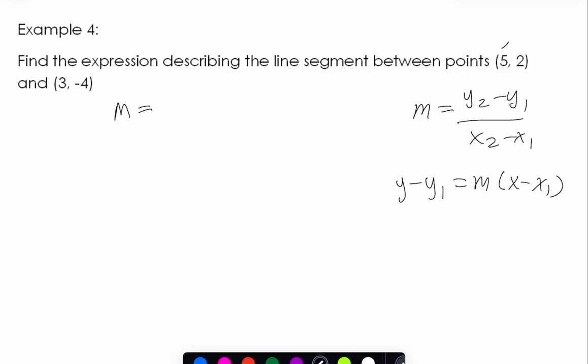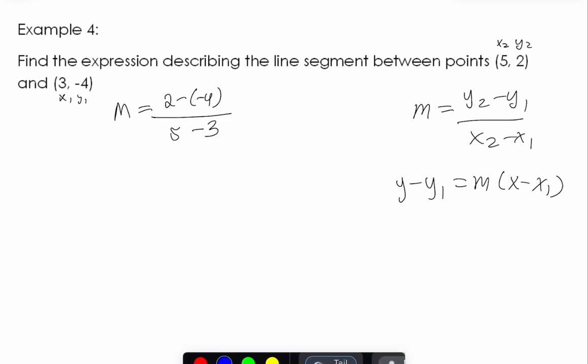So, you can label these points. Let's go in order for our x's. Let's make this x1, y1, and let's make this x2, y2. And our slope would be 2 minus negative 4, y2 minus y1, over 5 minus 3.